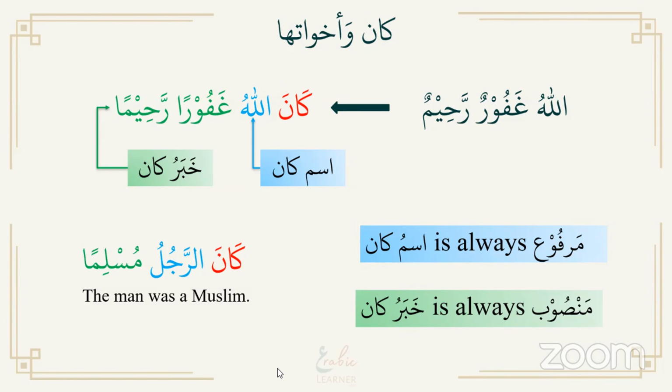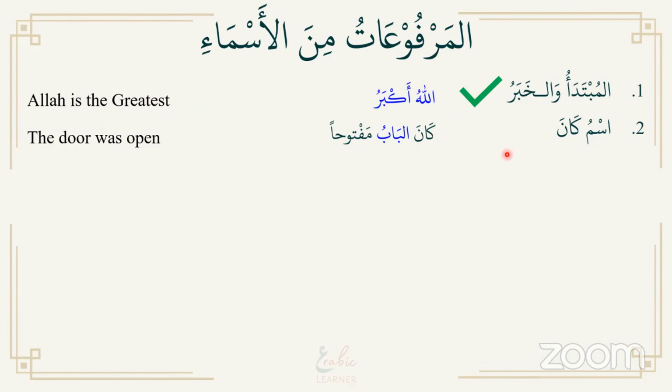So in this part of the book, we are talking about marfuat. The author says that Ismu Kana is from the marfuat, Kana al-babu maftuhan. So that's what the author is talking about here, Ismu Kana. Is this clear, brothers and sisters?